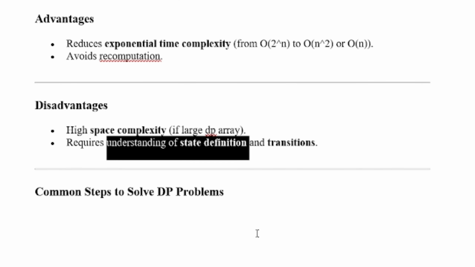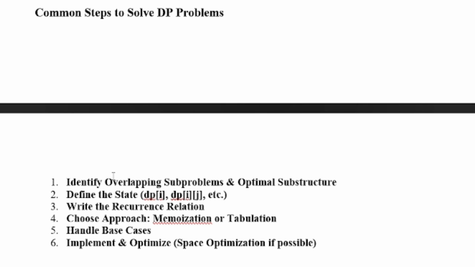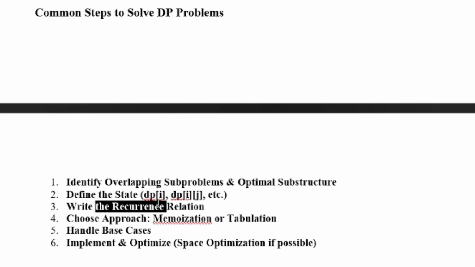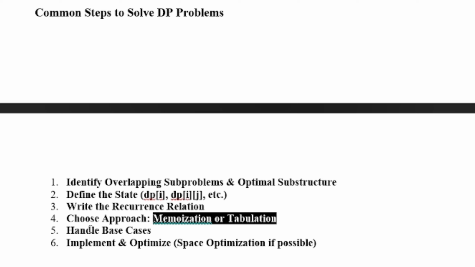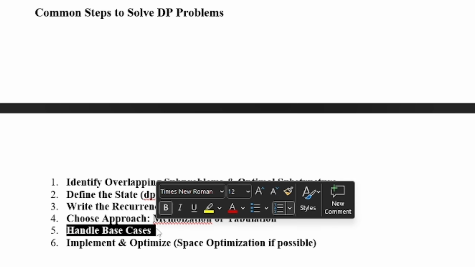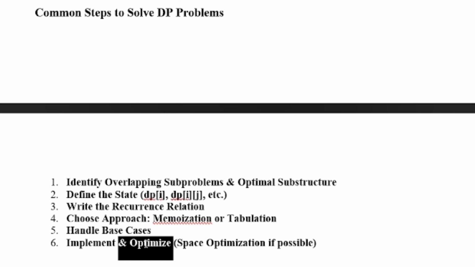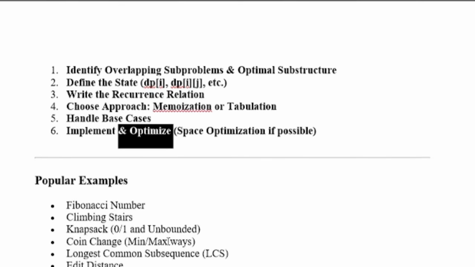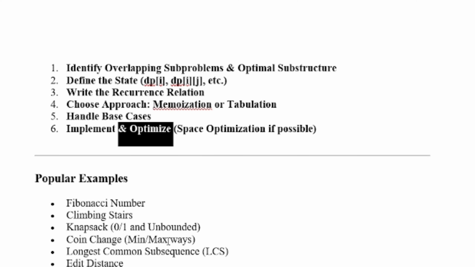Common steps to solve a DP problem. First, identify overlapping subproblems and optimal substructure. Second, define the state. Third, write the recurrence relation. Fourth, choose the approach, memoization or tabulation. Fifth, handle base cases. And sixth, implement and optimize using space optimization if possible.